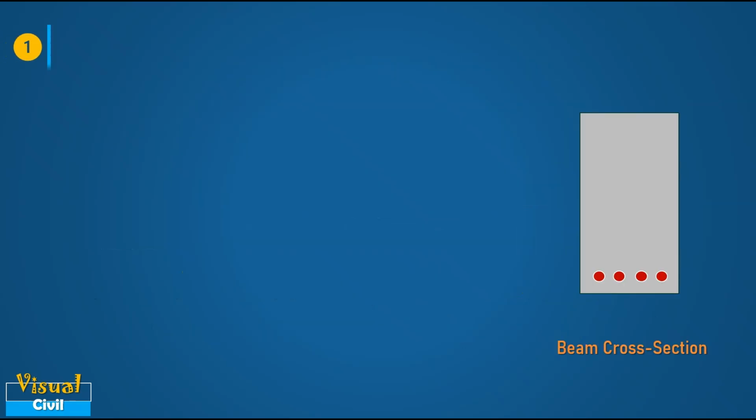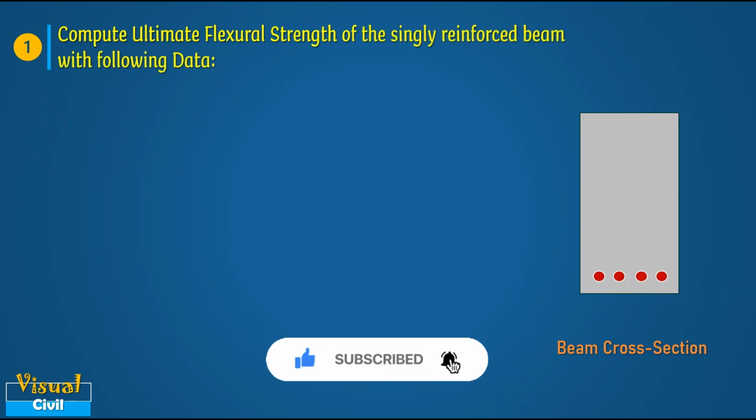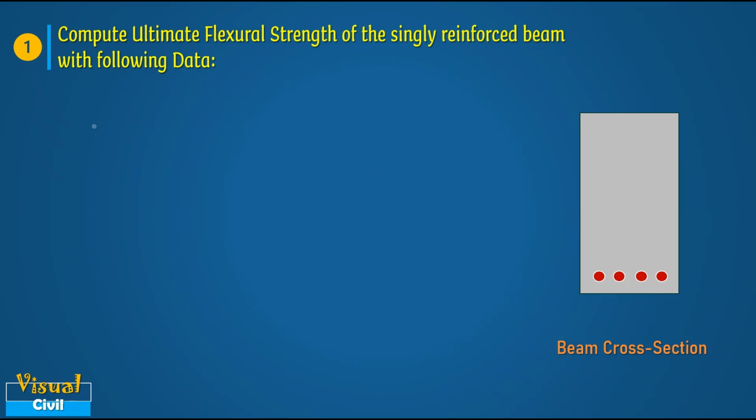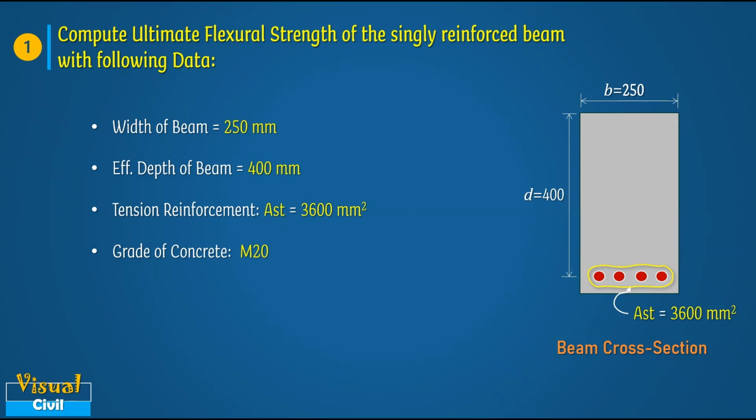To begin, let us work through our first illustrative example. Here are the given parameters. The beam has a width of 250 mm. The effective depth is 400 mm. The tension reinforcement provided is 3600 mm square. For materials, we are using M20 grade concrete and Fe415 grade steel. With these values in place, we will now proceed step by step to calculate the ultimate flexural strength of this singly reinforced beam.